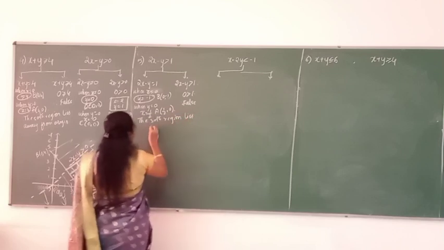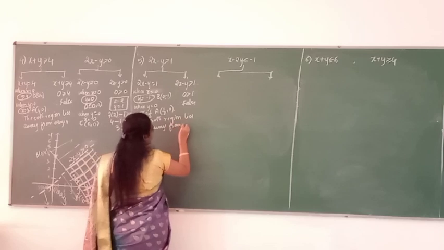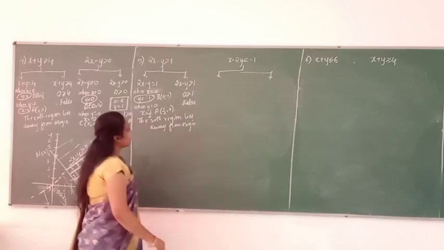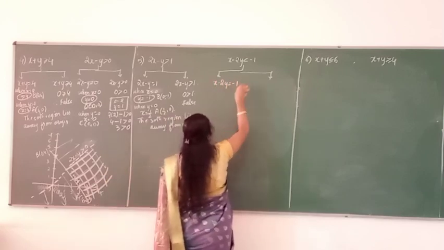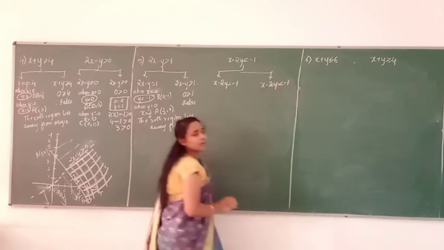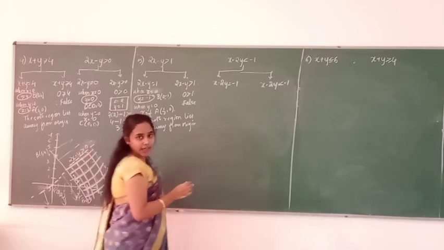lies away from origin. Okay. And the next one, x minus 2y is equal to minus 1 and x minus 2y is less than minus 1. The same step throughout all the 15 problems in the exercise.